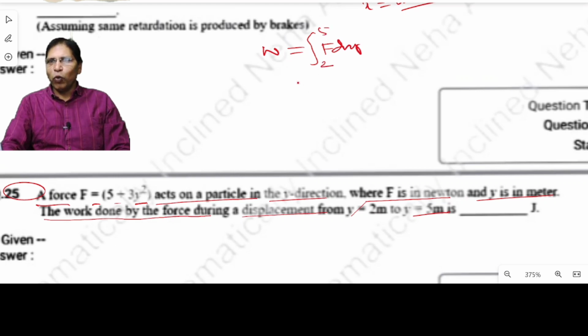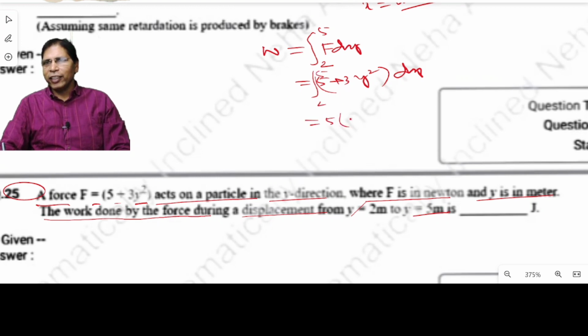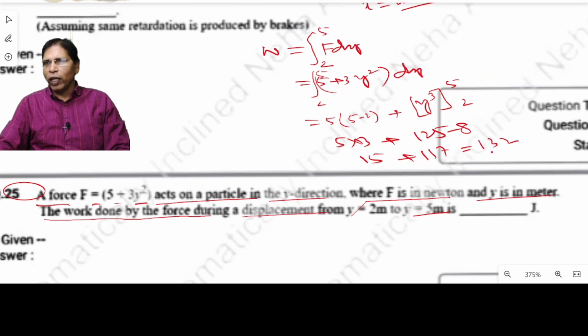Now what is F? F is 5 plus 3y square, into dy, with limits of integration 2 to 5. So this is 5 into 5 minus 2. Now the 3y square dy integrates to y cube, with limits 5 and 2. So this is 5 into 3 plus 125 minus 8, that is 15 plus 117. So 132 is the work done. So this is 132 joule.